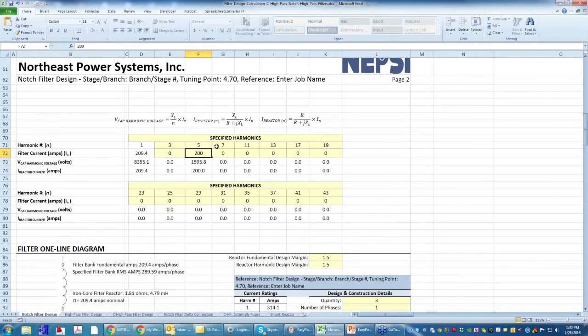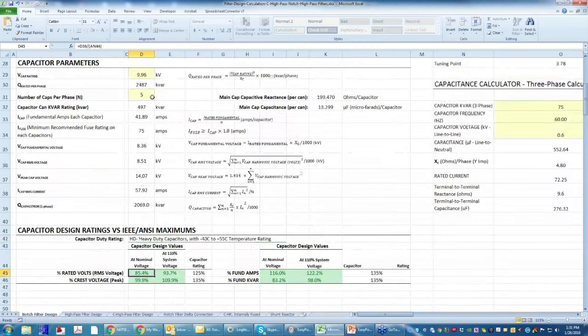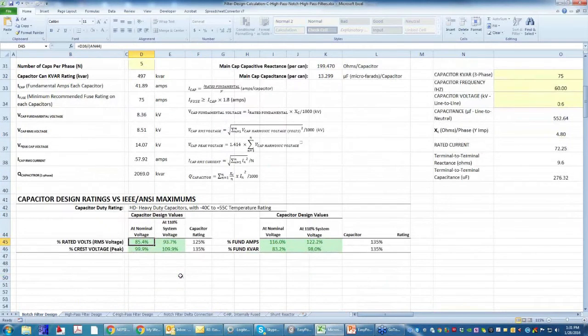By specifying the currents here, this spreadsheet tool will actually calculate the 4 key parameters that are required to properly design a filter bank and choose the right capacitors. In this case, the spreadsheet is putting out the percent of rated volts. Okay, it's an RMS voltage. So when you buy a capacitor, it's going to have a rating, and in this case, we picked 9.96. That 9.96 kV capacitor has actually standard values for overvoltage, crest voltage, as well as the fundamental amps and percent kVar.